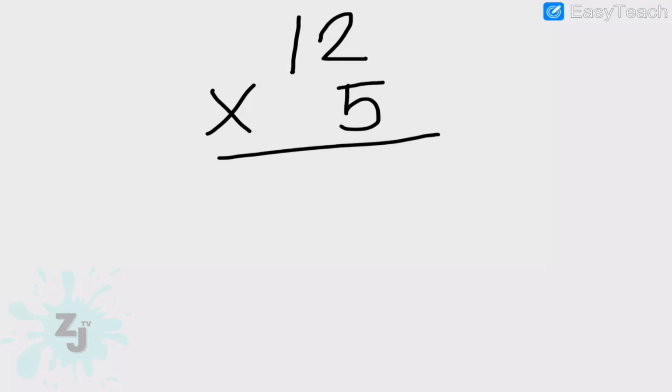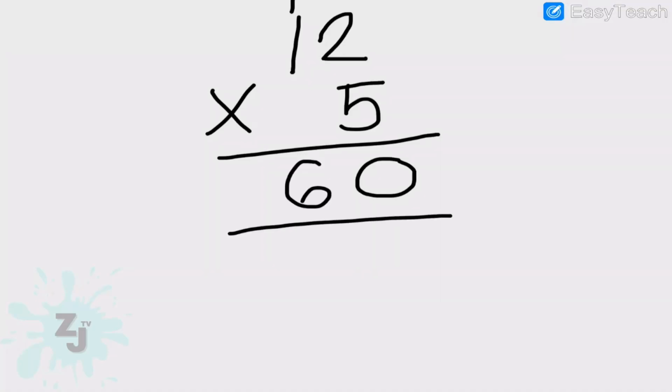First is multiply 2 times 5, that is 10. We carry 1. 1 times 5 is 5 plus 1 is 6, therefore the answer is 60.